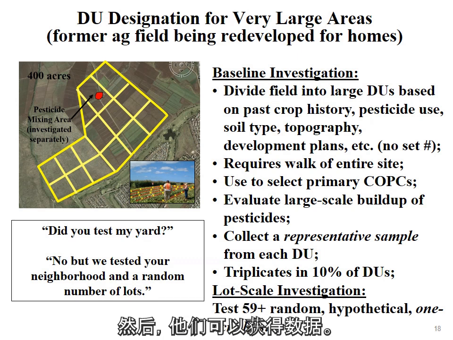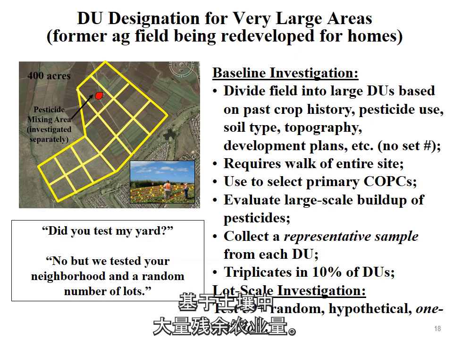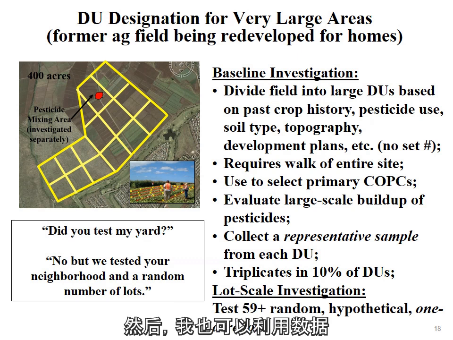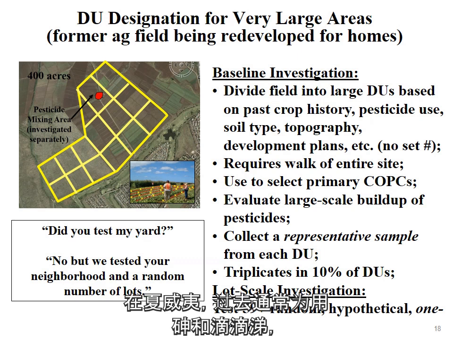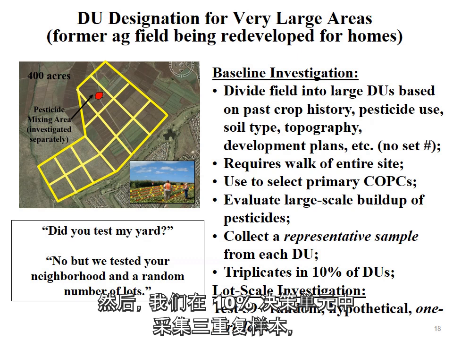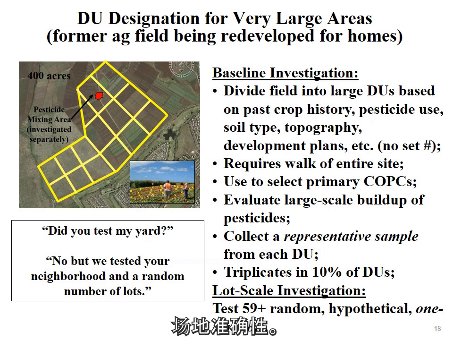Then they get their data back. They can make a call on whether or not to proceed with potential redevelopment of the site based on large-scale pesticide residues in the soil. And then I can also use the data to select the primary contaminants of concern, which in Hawaii typically tend to be arsenic and DDT, organic chlorine pesticides, that were used as herbicides and mosquito control in the past. And they will collect triplicates in 10% of the decision units, typically one of them, just to check the field precision of their sampling method.